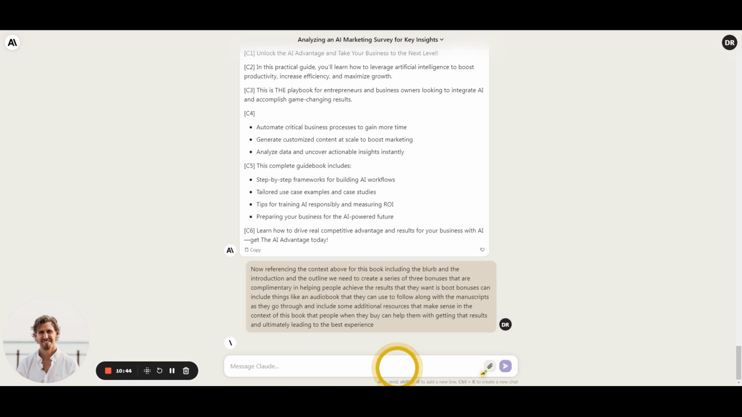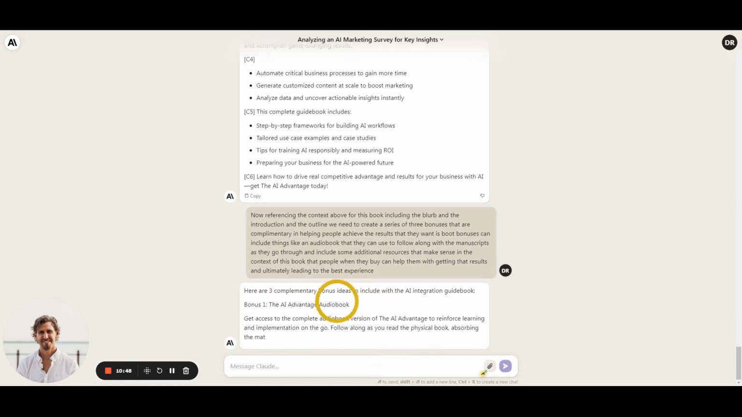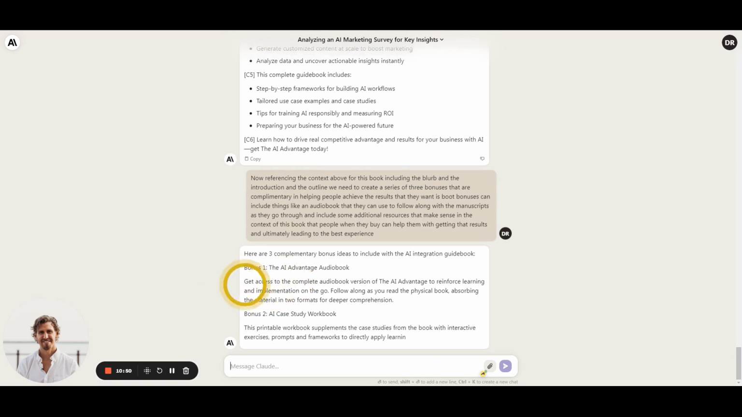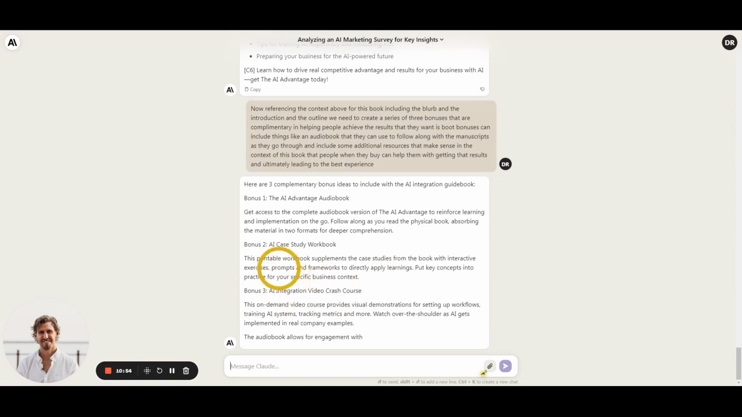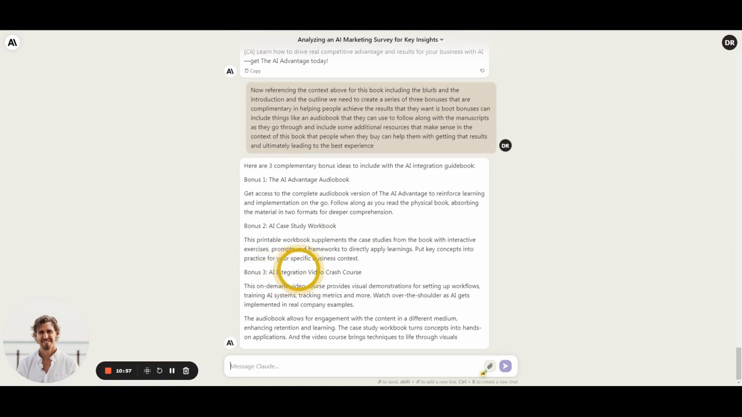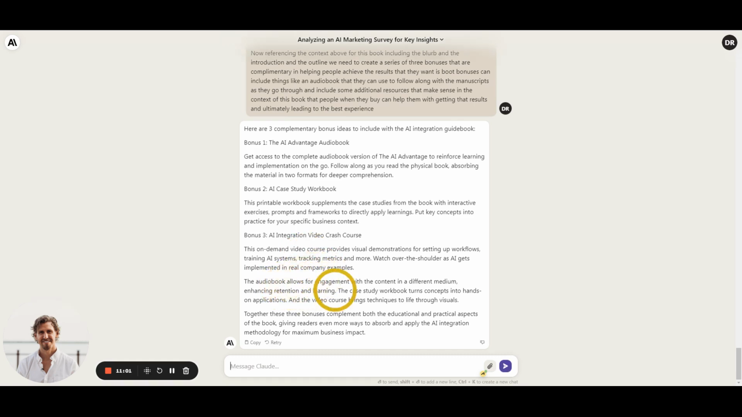Now, what we see here is, again, Claude learning and what we get. So the bonus one, the AI Advantage audiobook, the AI case study workbook, printable supplemental workbooks, interactive exercises, prompts, and frameworks, AI integration video crash course, on-demand crash course. I mean, honestly, this is great.